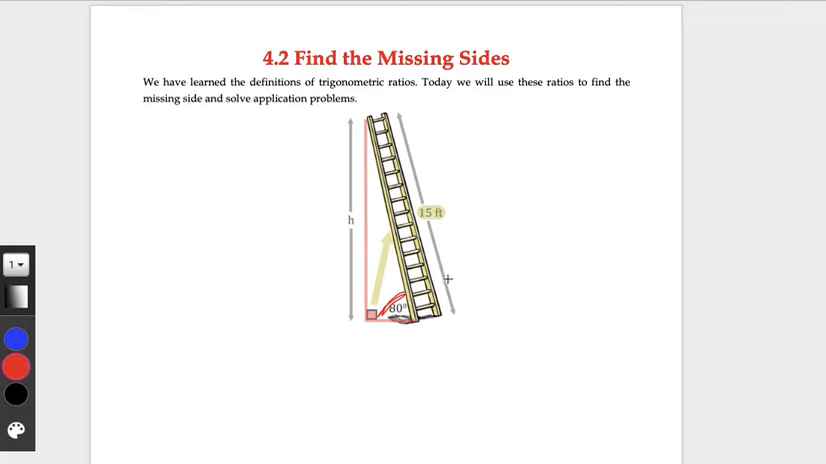So now, instead of measuring the height of the house, we can just use the trigonometry ratio to find the answer. So today, we are going to work on this kind of scenario, this kind of question. Then how do we do it? Let's see the first example.